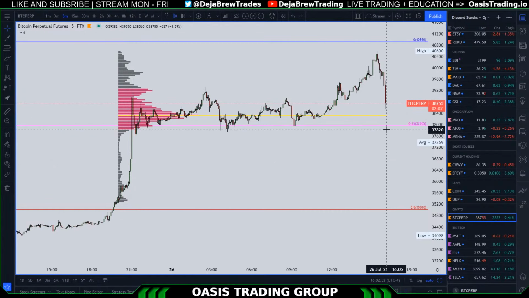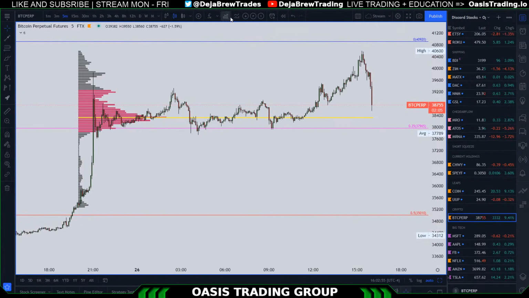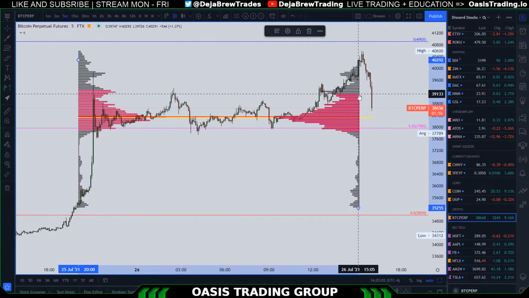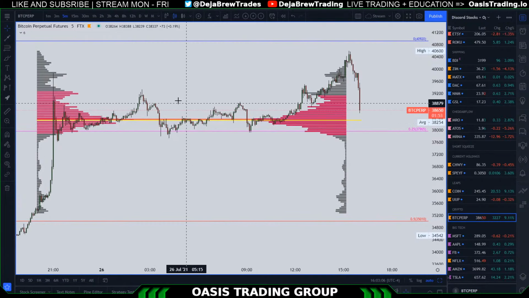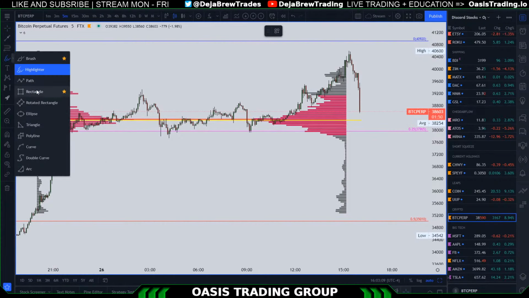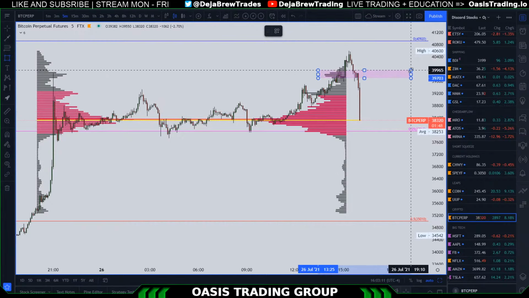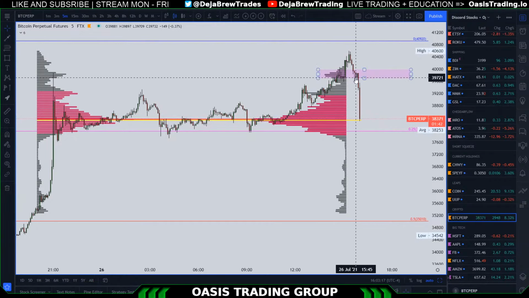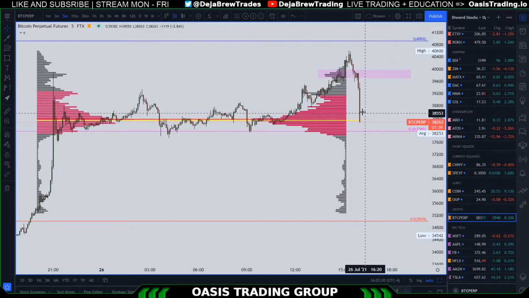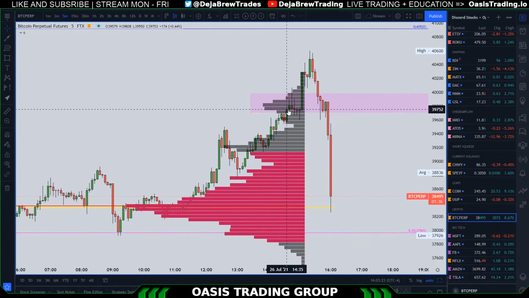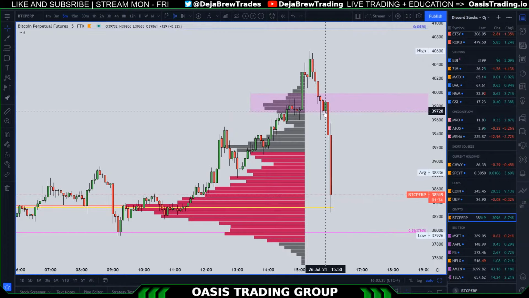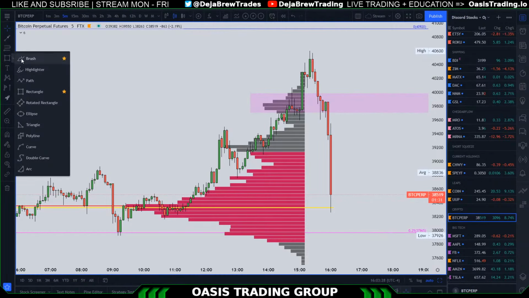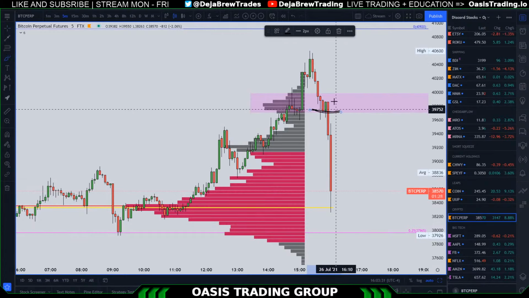So what Bitcoin is basically doing here is, let me actually go back and I'll show you. Let's look at what it looked like before it started to fail. You see this node that it was building? It was building a support here. So you broke out of that, but you were not able to hold that as support. You had the breakout, you did not have the support. It tried and then failed. So once you lost this level here, this was very indicative that it was going to go lower.